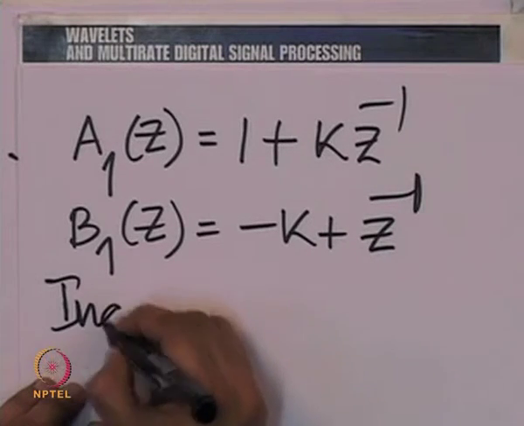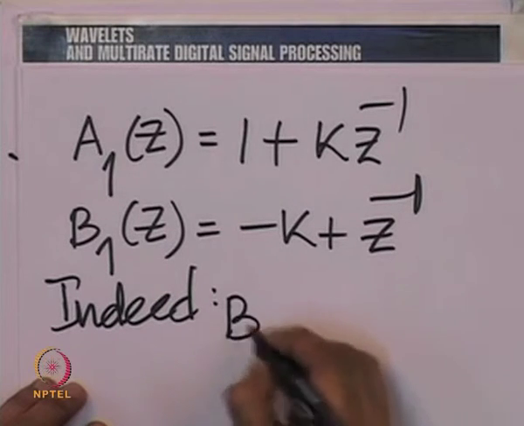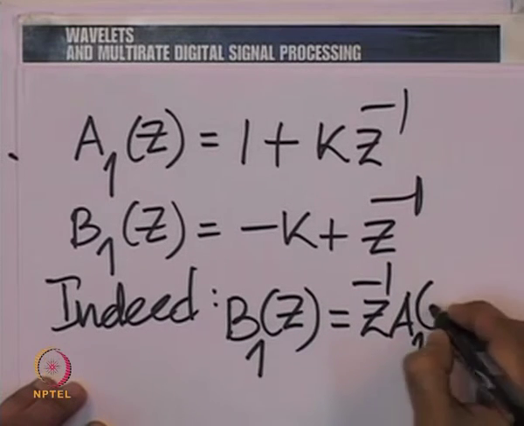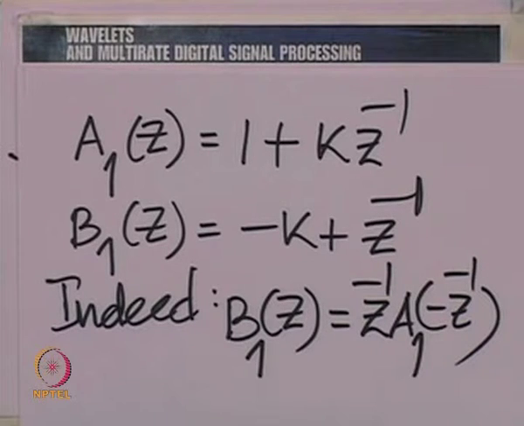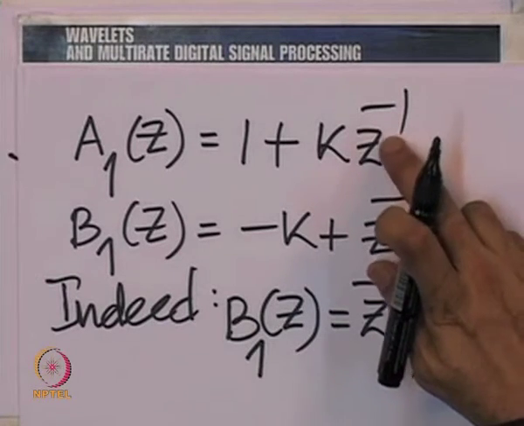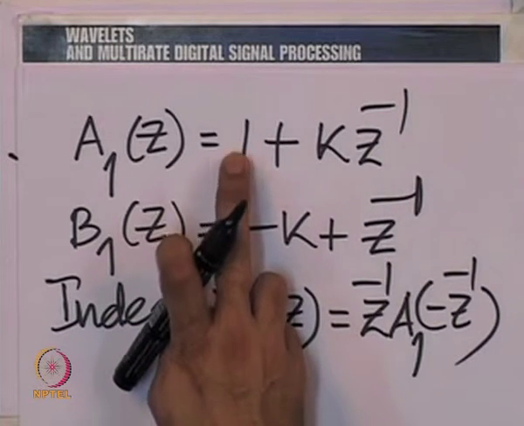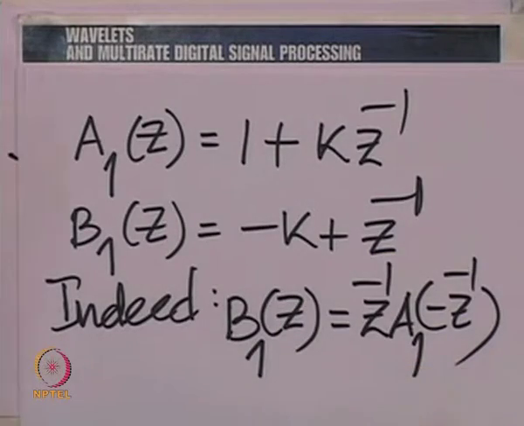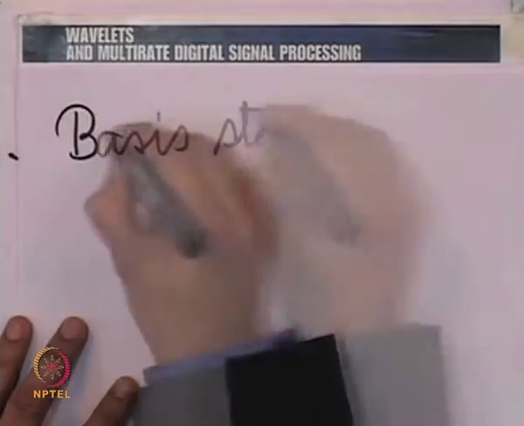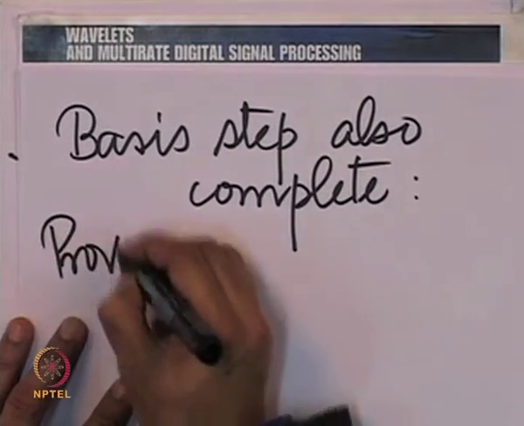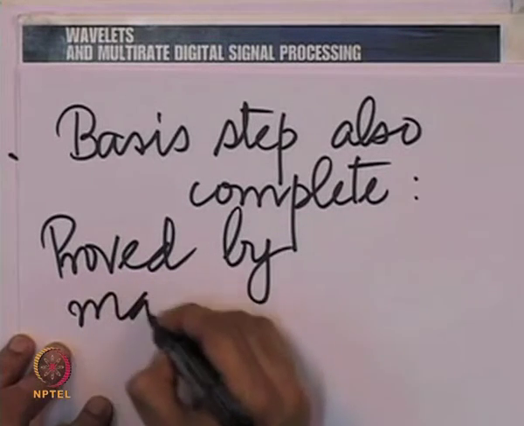And indeed, it is very obvious that B1 z is z inverse A1 of minus z inverse. Simple enough. It does not require too much computation to show that. If you replace z by minus z inverse here, you get a minus k, and then if you essentially multiply by z inverse here, you get what you require. So, the basis step is complete as well. Therefore, proved by mathematical induction.